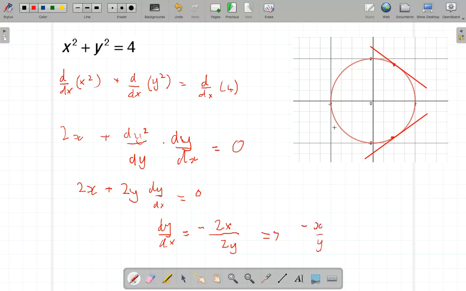So when I want to find a gradient in terms of x here as 1, I will also need the y number. And this is the gradient, or the rate of change of y with respect to x. This is going to form the basis for all the work you do on implicit differentiation.